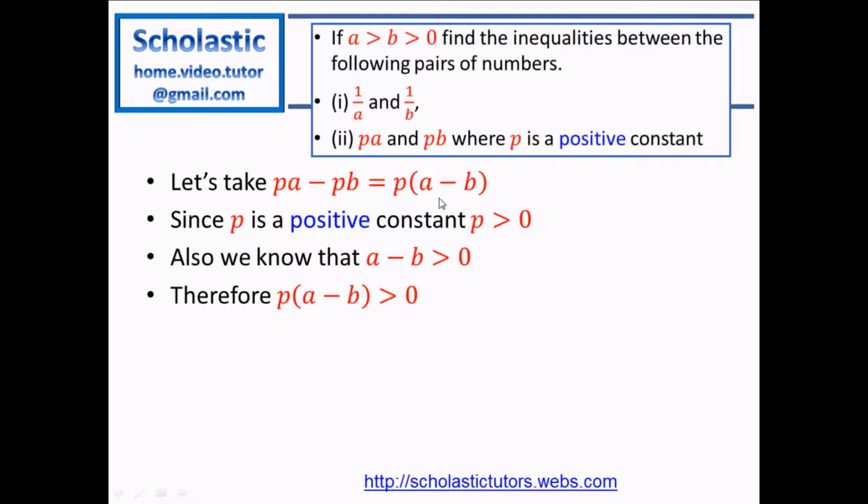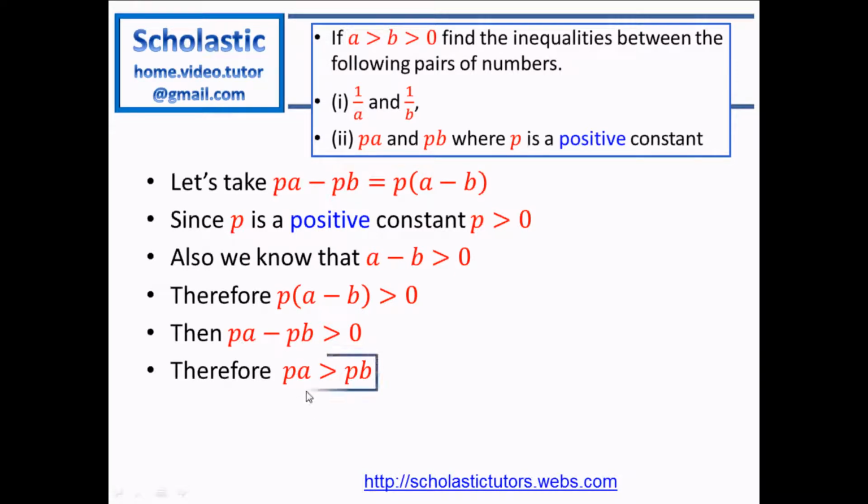P is greater than 0, a minus b is greater than 0. Therefore, if you multiply p times a minus b, it is also greater than 0. Now we expand this one, p times a minus p times b greater than 0, and take this pb to the right hand side. Negative pb on the left will become positive pb on the right hand side. Therefore, we can conclude that pa is greater than pb. That is the inequality between pa and pb when p is a positive constant.